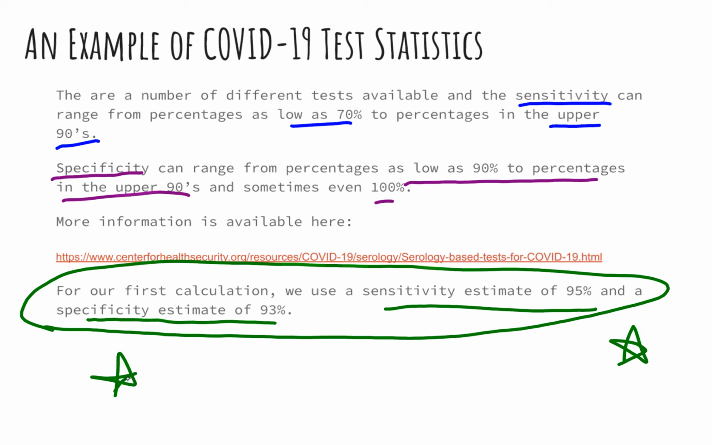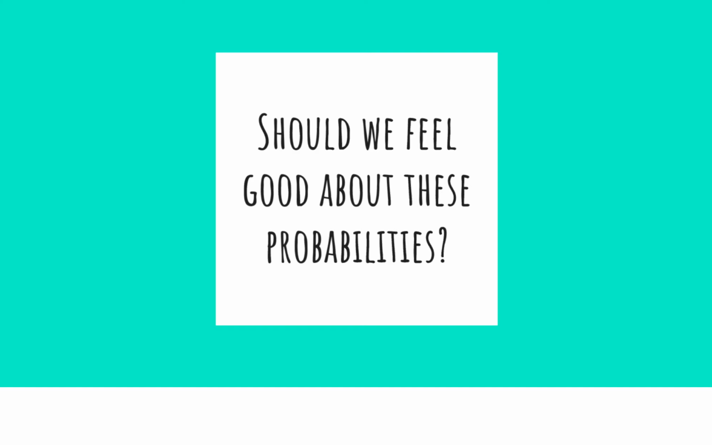Suppose we went to a doctor's office. We thought we were going to get tested for COVID because we thought maybe we might have it. And the doctor said to us, well, the sensitivity of the test we're using is 95% and the specificity is 93%. So the question is, how should we feel about these probabilities? Should we feel good about these probabilities?